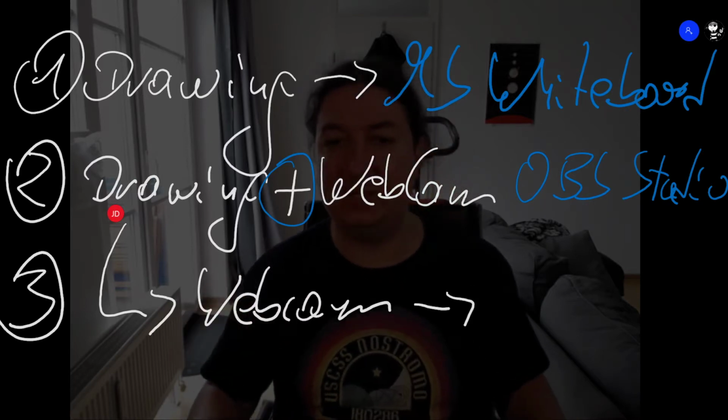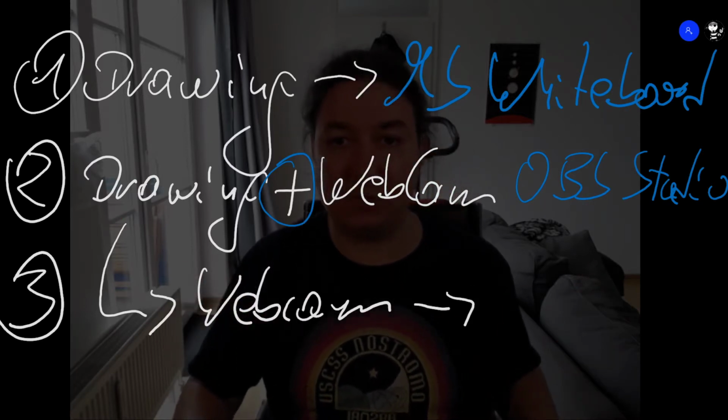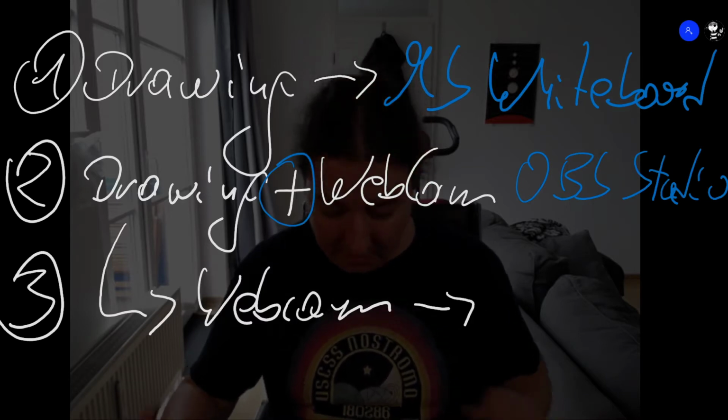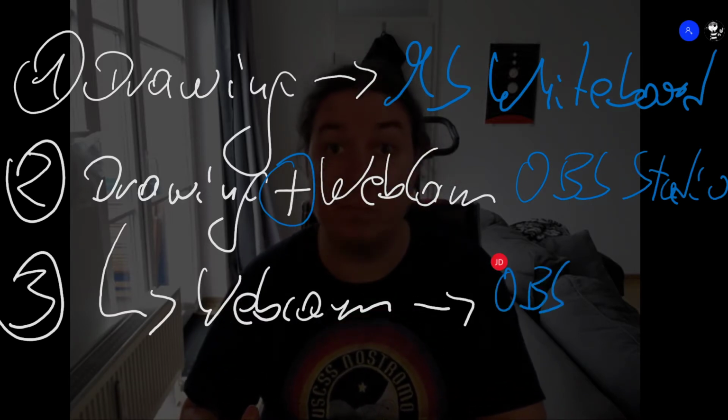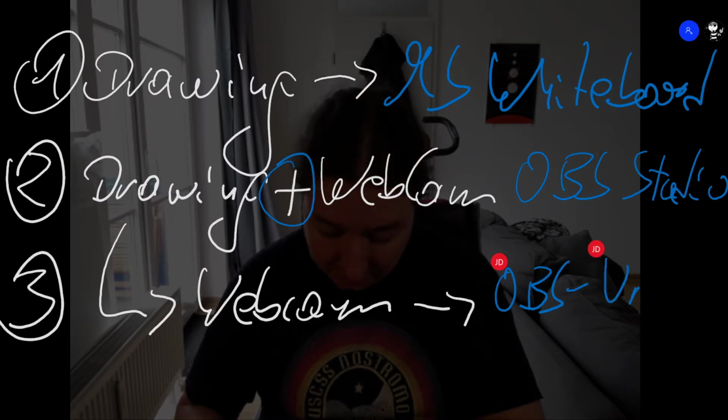And the third thing we have to achieve is actually get all of that as a webcam so that I can use it in other kinds of software like Zoom or Skype. And what I'm using for this is a plugin for OBS. It's called Virtual Cam.